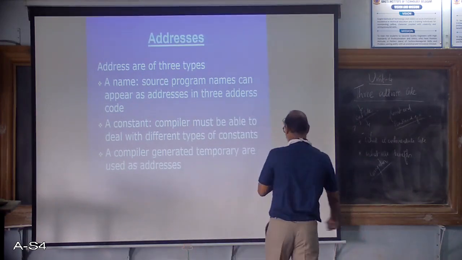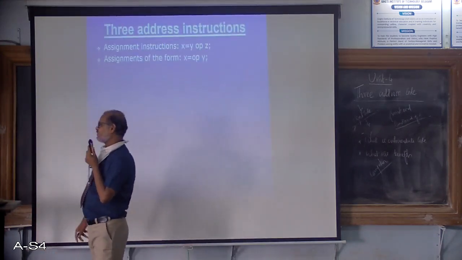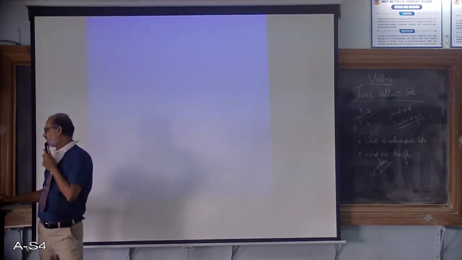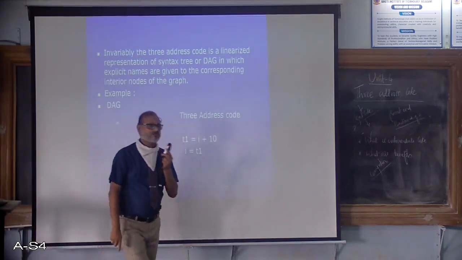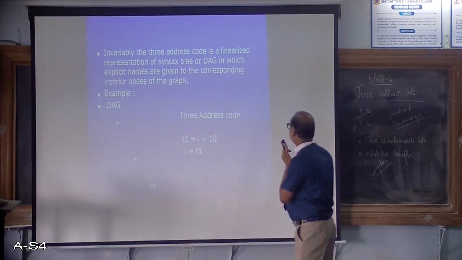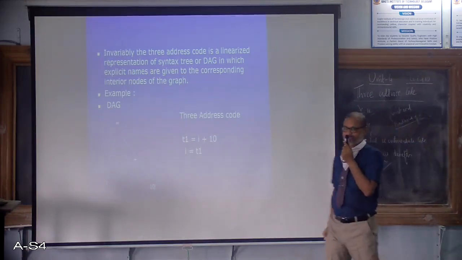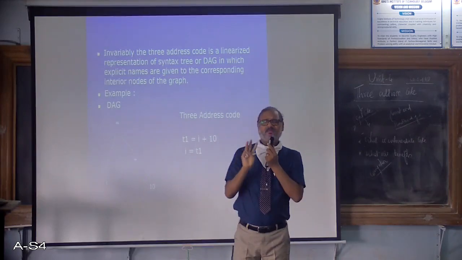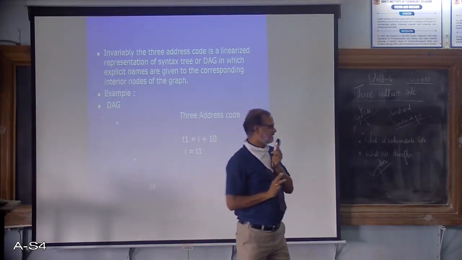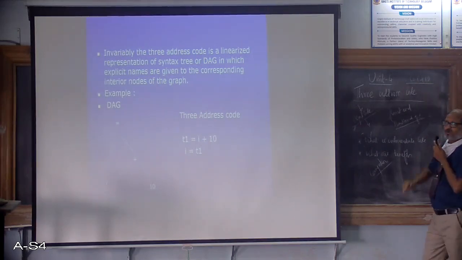So here you can also think of this three address code as a linearized representation of a syntax tree or a DAG. Just here, I have a statement, i equal to i plus 10 is my source statement. So here, there are three addresses. i is here, the value of i is assigned as i plus 10, so there are three addresses. Okay, but here there are two operations.